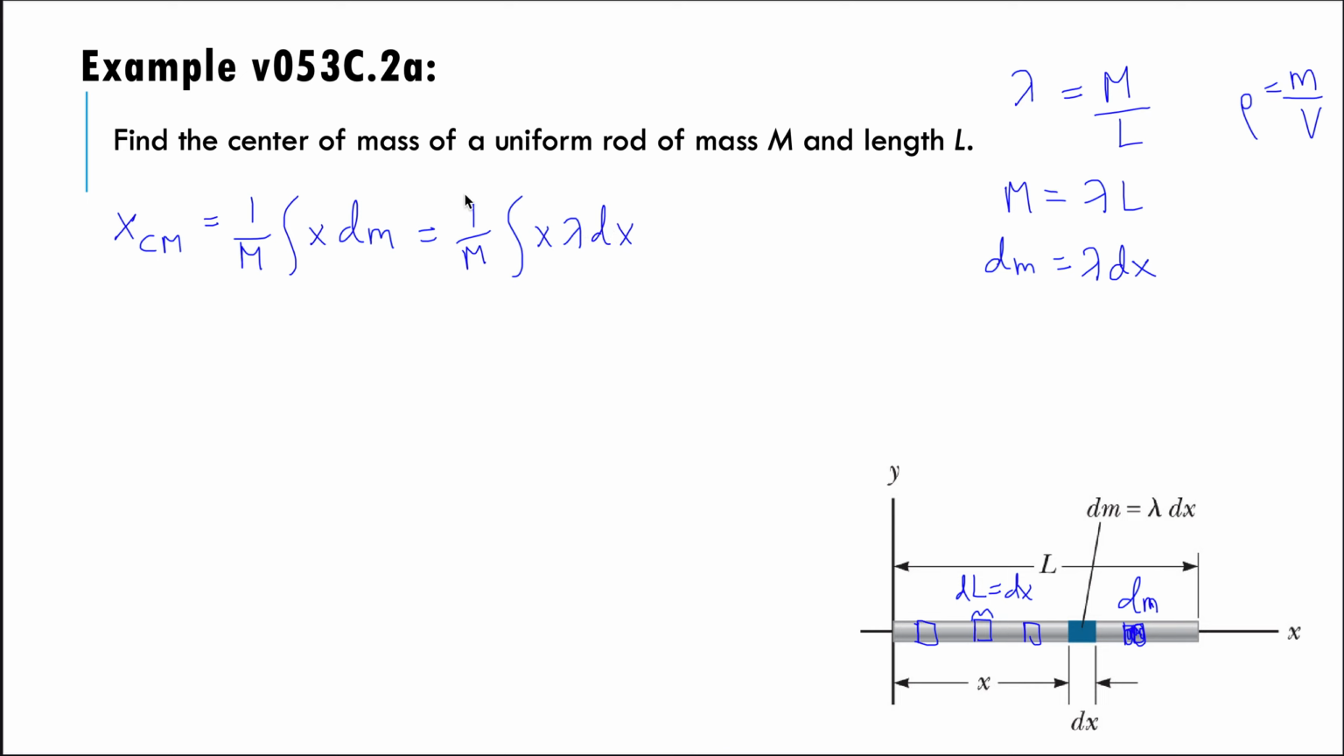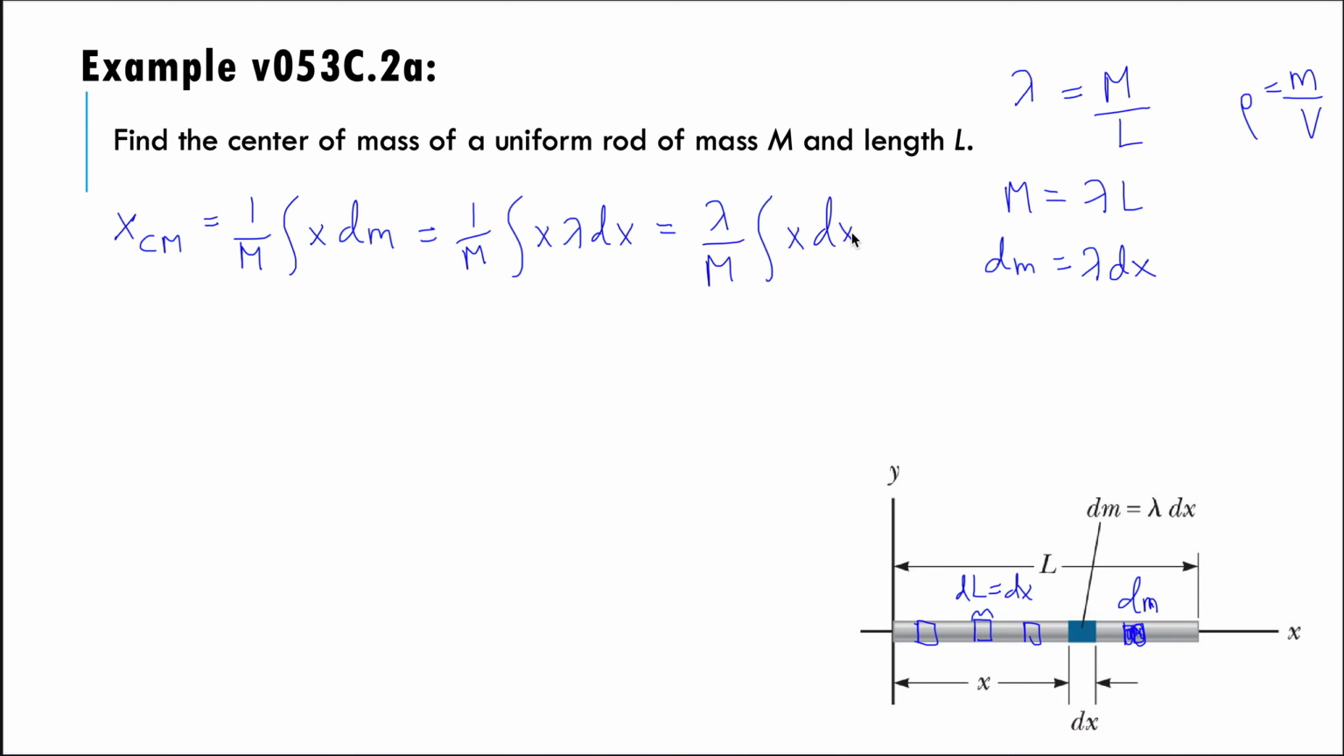So we are taking the integral with respect to x. Lambda does not depend on x because we have a uniform mass density. So that means that we can take lambda out of the integral. So we have lambda over m, the integral of x dx. So now we can go ahead and integrate.